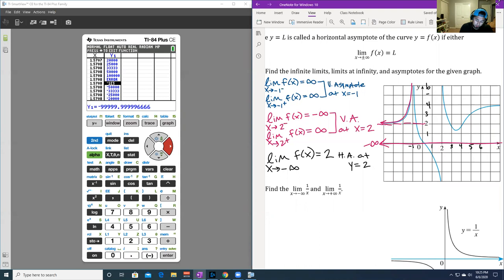Now, last one I'm going to write. Let's look at the limit as x approaches positive infinity of f of x. Okay, so this means that as x gets larger and larger and larger towards positive infinity, move that over just a bit.